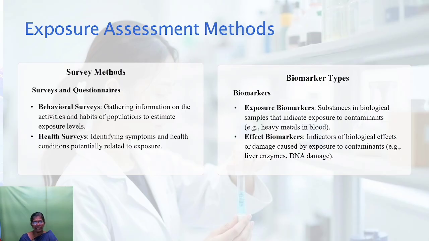Then biomarker types are there. Biomarkers are exposure biomarkers or effect biomarkers. Exposure biomarkers are substances which are present in the biological samples that indicate exposure to contaminants, that is heavy metals in the blood. Effect biomarkers are indicators of biological effects or any damage caused by exposure to contaminants. Example, liver enzymes, DNA damage.